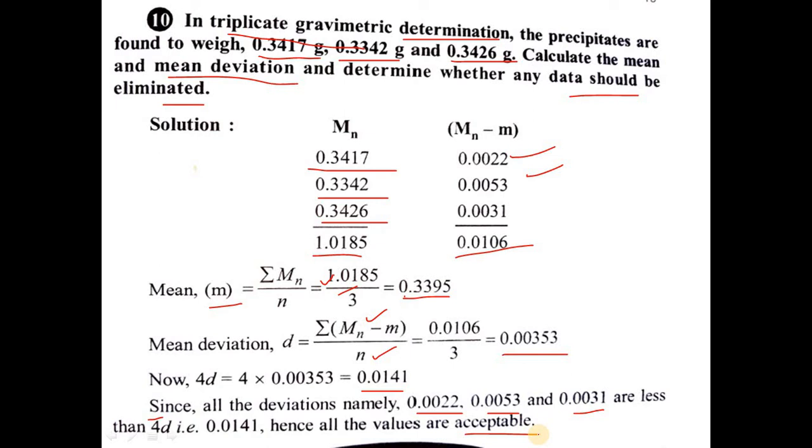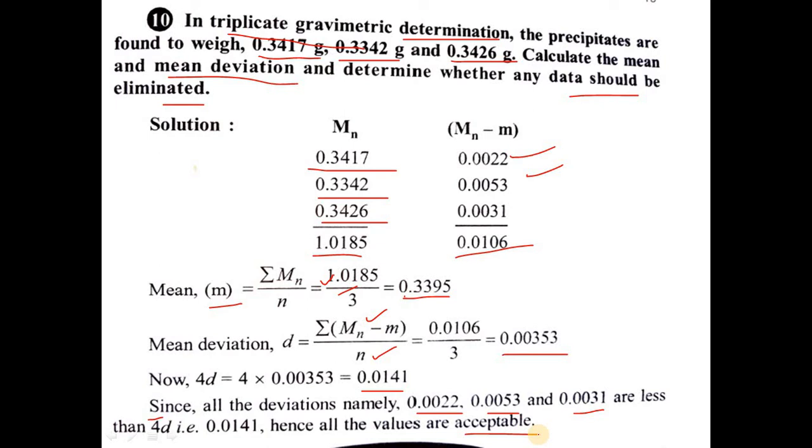By using this, we calculated the mean and mean deviation, and for the acceptance criterion we have taken 4 times the mean deviation value. So all these values are within the range, so they are acceptable.